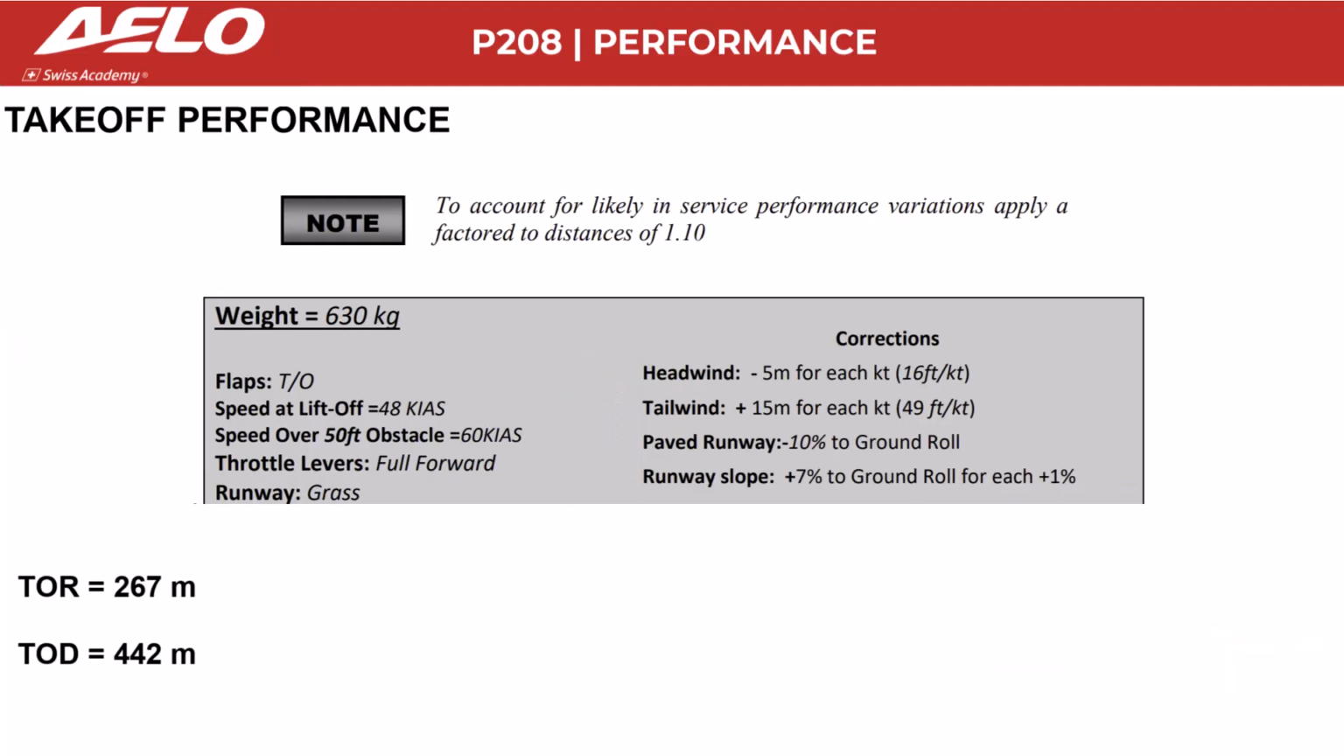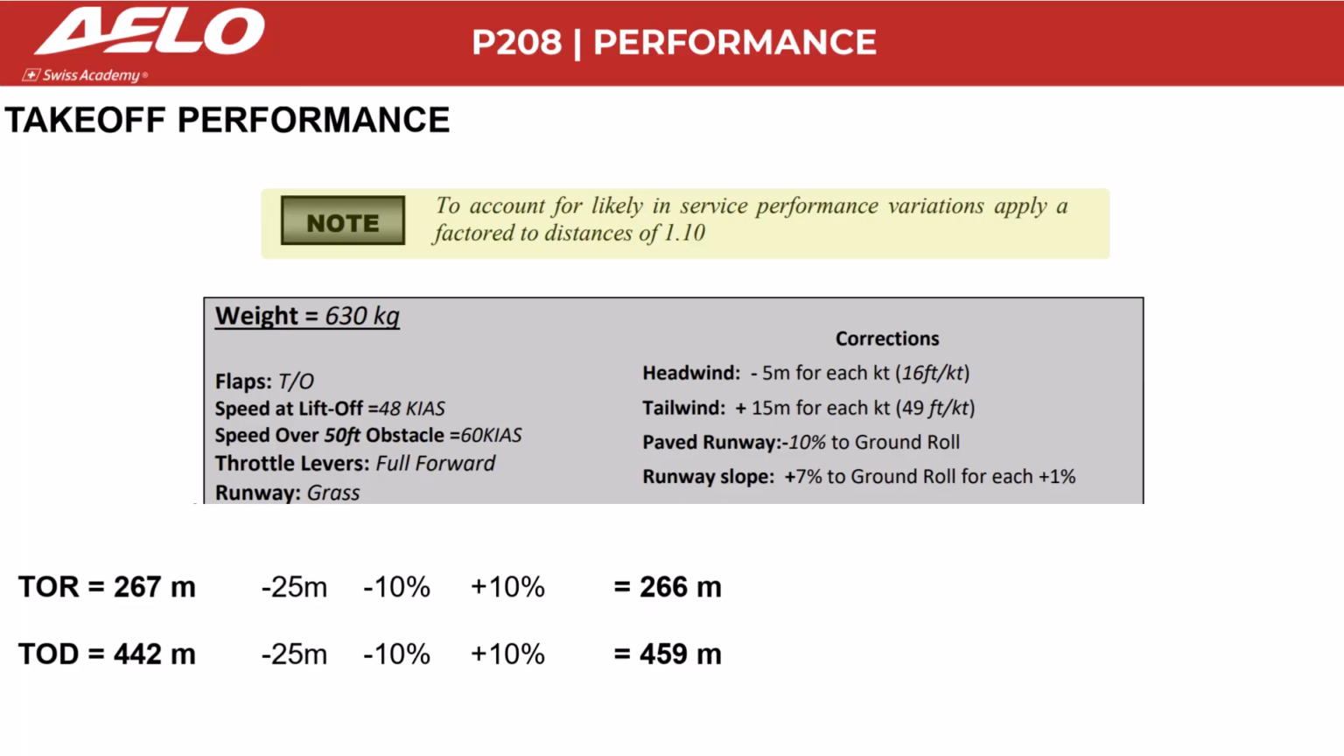For the wind, since there was a 5-knot headwind, we need to subtract 25 meters. Since the runway is paved with asphalt, we can reduce the distance by 10%. The runway is level, so there is no correction for slope. Don't forget to factor everything by 110 as required by the aircraft flight manual. The final result is 266 meters for the ground roll and 459 meters for the takeoff distance. Since the takeoff distance is less than the distance available on the chart, we can take off.